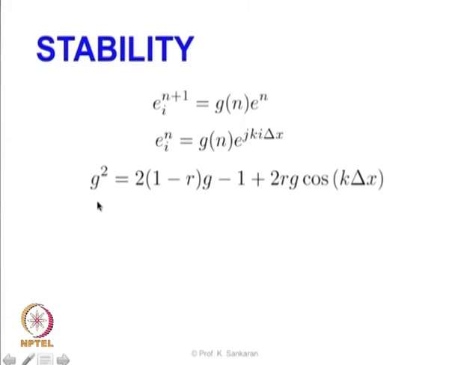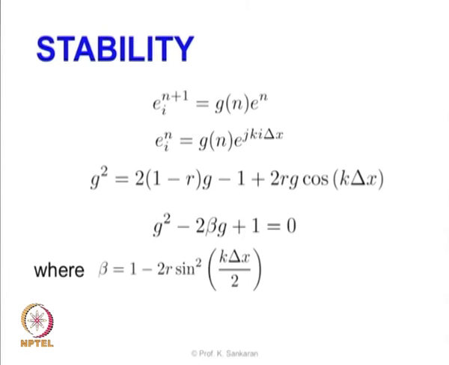So what we have here is a particular case where we are using the central differencing method, and accordingly we get an expression as a function of delta x and r, and we are now able to bring in the value of g as a value that we need to compute. So we can write this expression as a second order equation in terms of g, as g square minus 2 beta g plus 1 equal to 0, where beta is given by this particular expression.